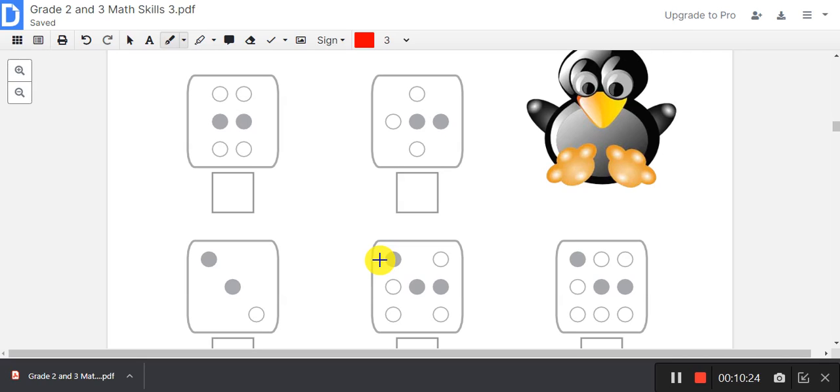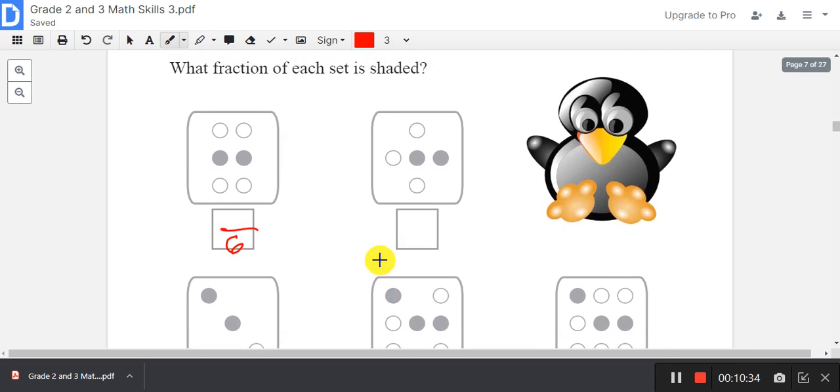This one, I'm looking at it: 1, 2, 3, 4, 5, 6. I have 6 dots. I'm just going to put the 6 at the bottom because that's easy. 2 of them are shaded. 2 out of 6. I could do more with this. We'll talk about that next time. Could change this a little bit, but it's fine for now.